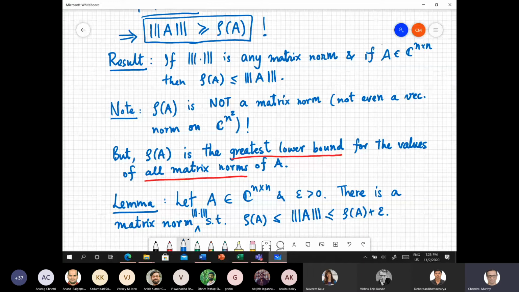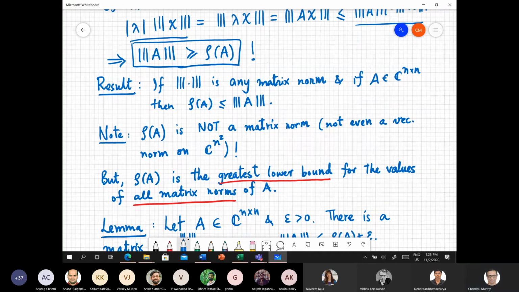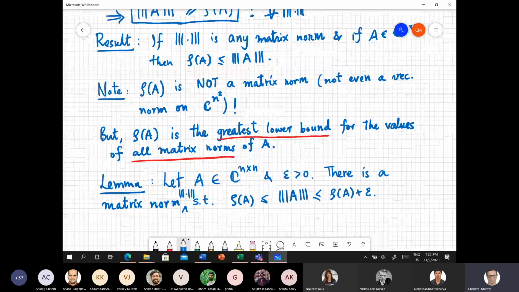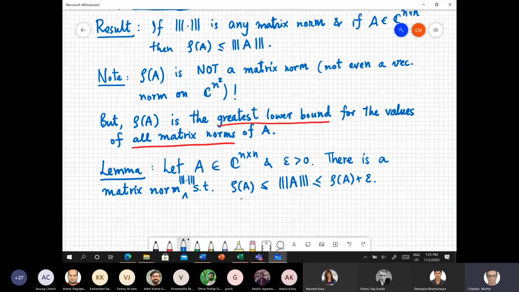In other words, you cannot find a different lower bound which will work for all A's and all norms. Okay, so maybe I'll write that here. So it works for all A and for all norms. So you won't be able to find another norm, another lower bound which is actually bigger than this rho of A. I can define a norm such that the norm of A is as close to this rho of A as I wish. That is what this lemma is saying.